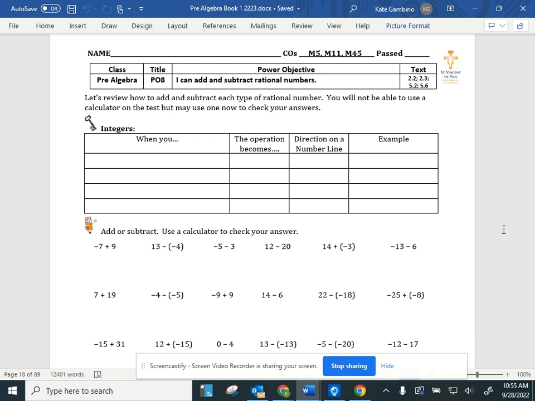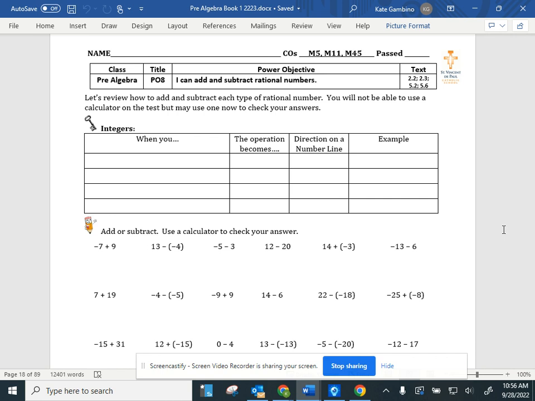I can add and subtract rational numbers. All those negative numbers. We know 3 plus 4 is 7. We got that. Now we need to work with those negative numbers. So using a number line really could help us, save us from some simple mistakes. So let's review how to add and subtract each type of rational number.